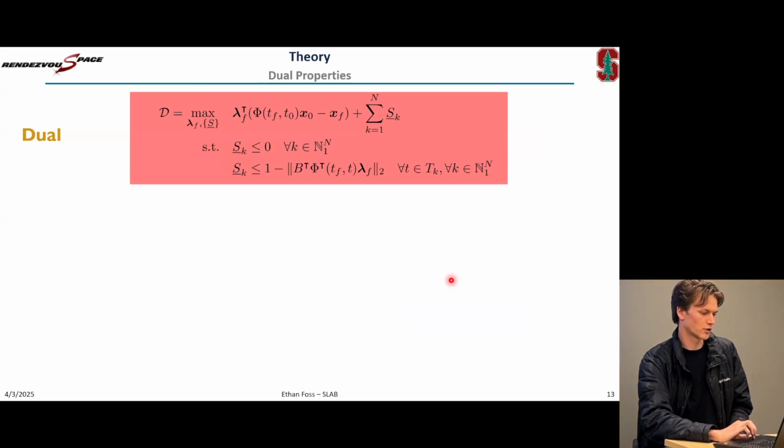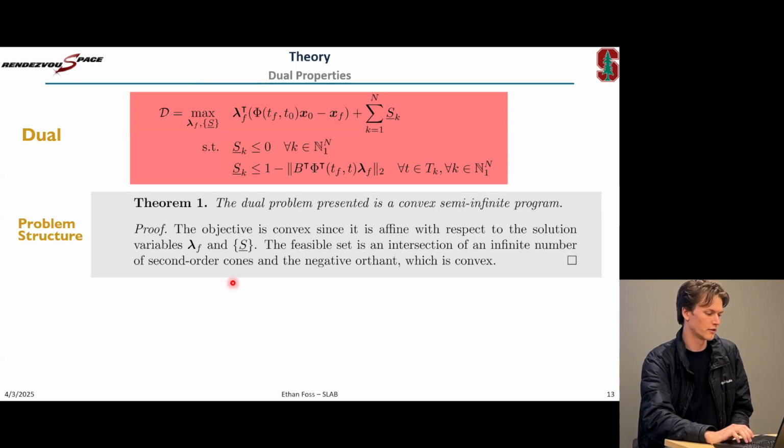So just to go into the structure a bit more, I'll state one theorem regarding the problem structure of this dual problem. So this is a convex semi-infinite program. And the way we can see this is by noticing that the objective is affine with respect to the solution variables. And then we have this affine inequality constraint and a semi-infinite second order cone constraint.